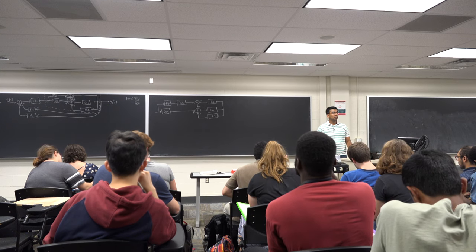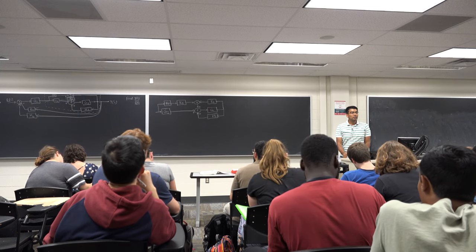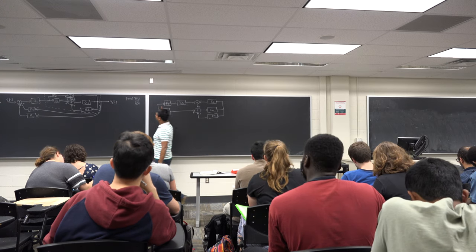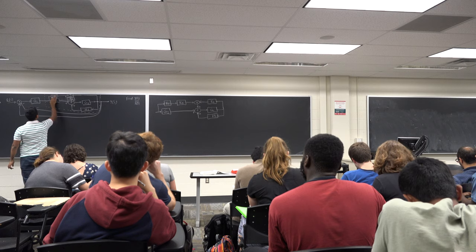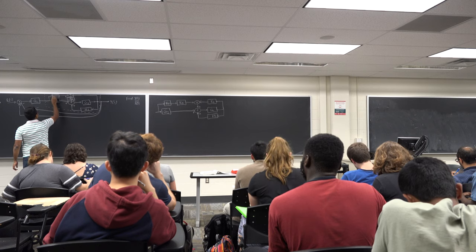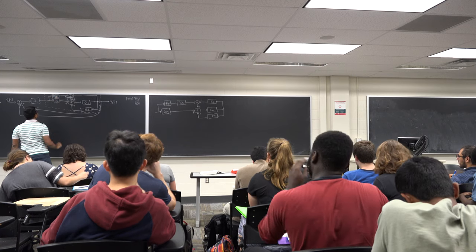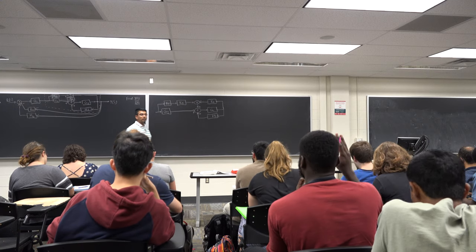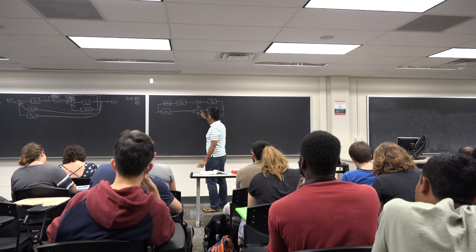So, is the block above G2, is that K6 or K5? That is K5. This is K6, this is K5. Yes. Can you explain again how K5 goes into K6?